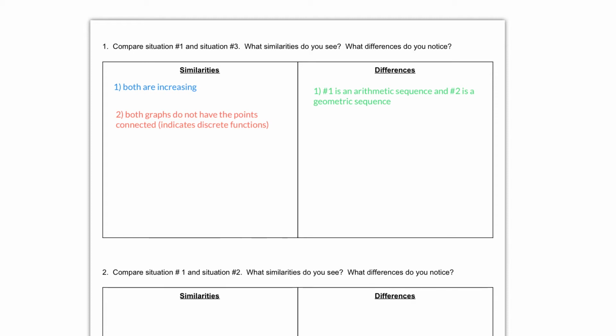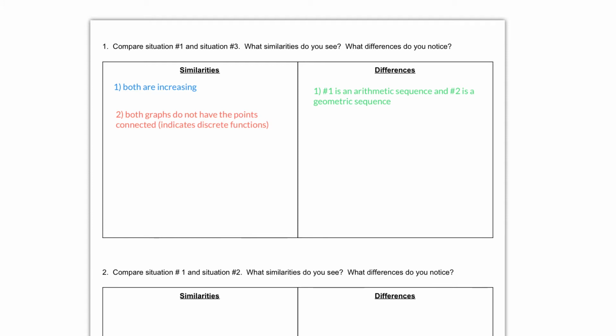Now, before we start looking at the questions, please make sure you have familiarized yourself with the situations that come before this. So please read through the examples, look at the tables, the graphs, and the equations, and then I want you to go ahead and try some of these similarities and differences out first. And after you've had a chance to write some similarities and differences of your own, then you can come back and make sure you have some of the key similarities and differences that you want to have. So go ahead and pause this now if you need to go back and reread those situations.